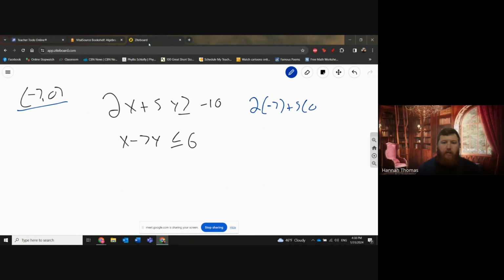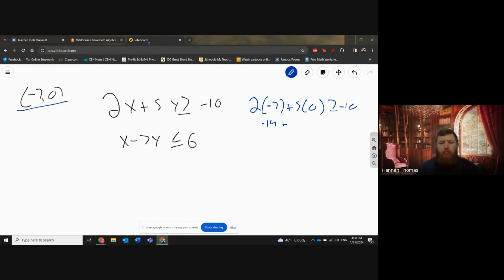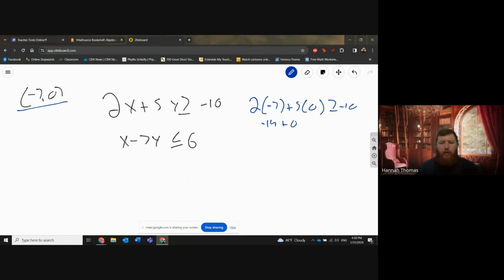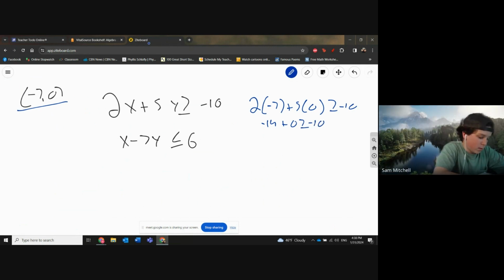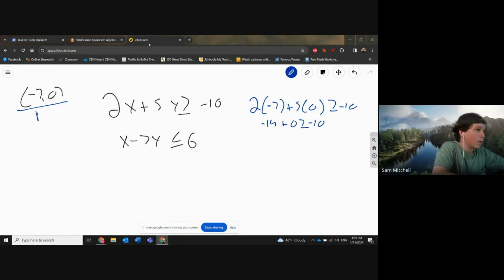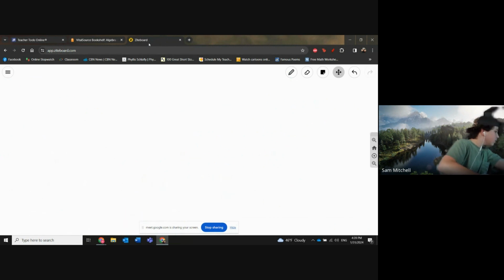0. What's 2 times negative 7? Negative 14. And what is 5 times 0? 0. Is negative 14 greater than or equal to negative 10? No, it's not. So is this a solution to the problem? No. So you just write no.